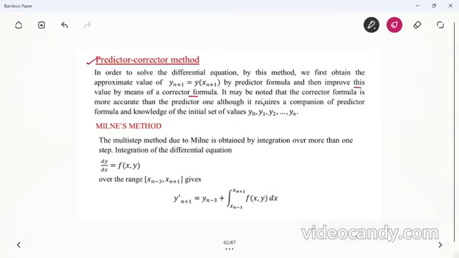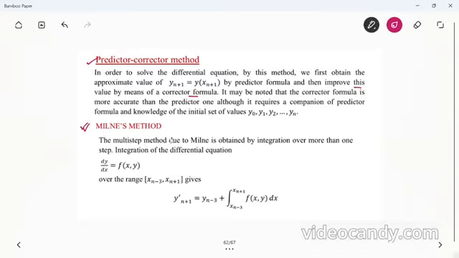First, you need that predictor formula. First, you have to predict the value of the solution of the differential equation. Then we apply this corrector formula and we correct it. And also we need the knowledge of the initial set of values y0, y1, y2 up to yn, otherwise it is not possible. So for the predictor corrector formula, values of x and values of y are known to you. Under the predictor corrector banner, there is a method. The name of this method is Milne's method.